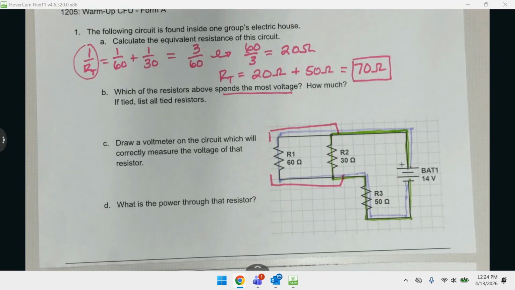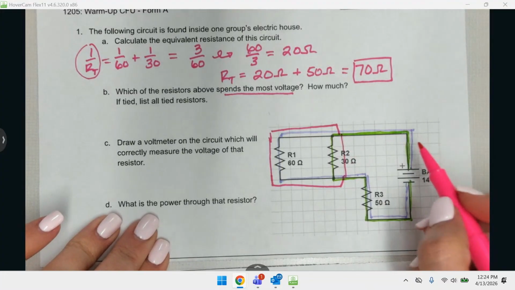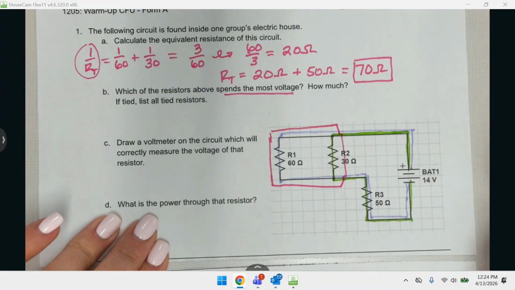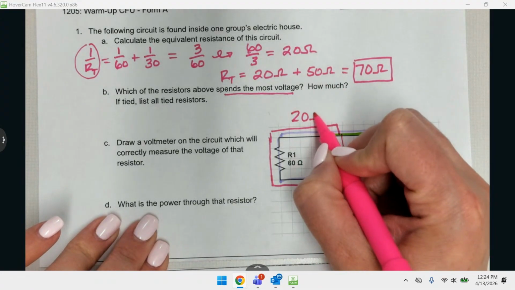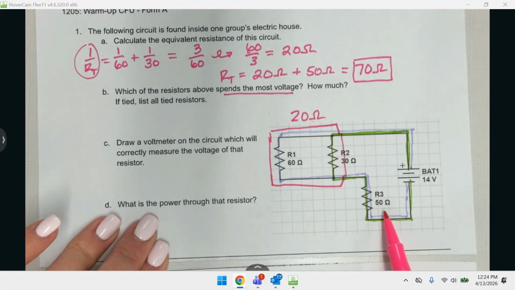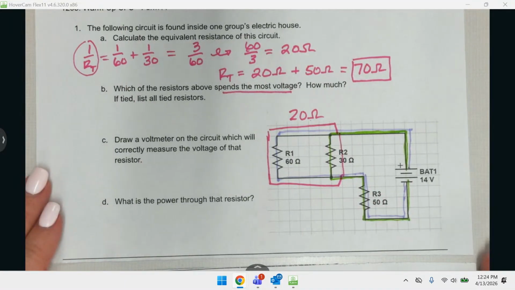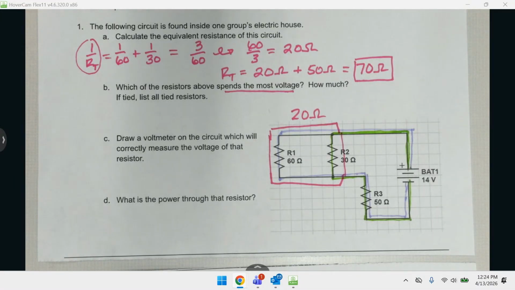So that's one way to do it. The other way to do it is to deal with it in terms of proportional reasoning. This entire section here, if you recall, has an equivalent resistance, which makes it equivalent to a 20 ohm resistor. Again, we calculated it up here. So this is equivalent to a 20 ohm resistor. This is a 50 ohm resistor. Again, we have a total of 70 ohms. So you can treat this as a proportion as well. And it is a little bit faster if you want to try to do that.